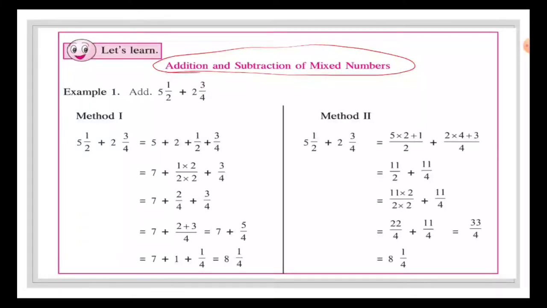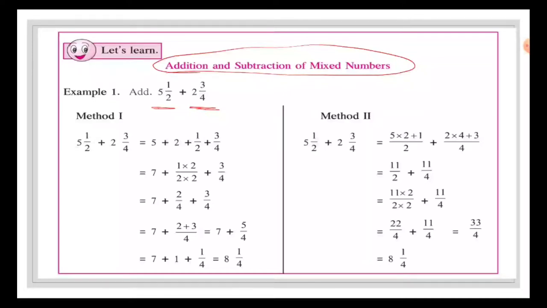Before adding or subtracting mixed fractions, we have two methods. Both the methods we will be seeing, and in the examination, whichever method you feel is easy, you have to follow that method. This is our question. This is one mixed fraction and this is another mixed fraction. So this is 5 1 upon 2 and 2 3 upon 4.